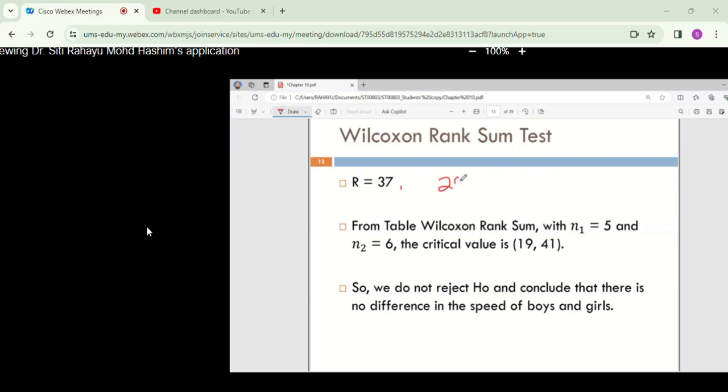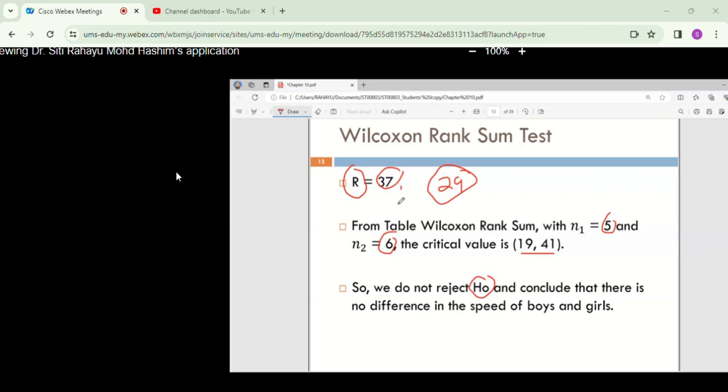From the Wilcoxon rank sum table with N1 equal to 5 and N2 equal to 6, the critical value is between 19 and 41. Since 37 or 29, whichever, is within the interval, it means we cannot reject the null hypothesis. So we use this R similar to the way we use 0 in our confidence interval for the independent t-test, if you still remember.